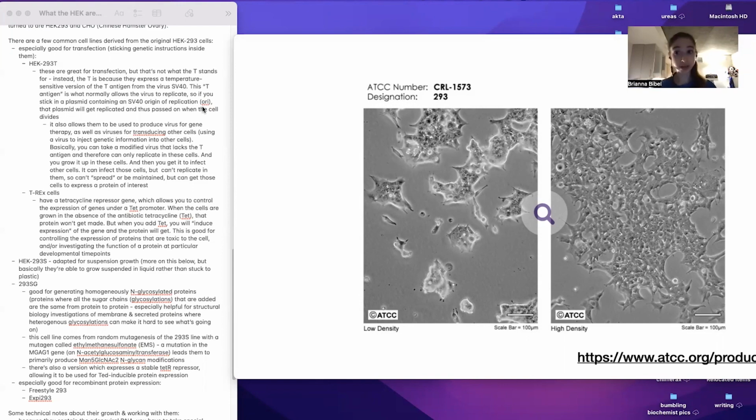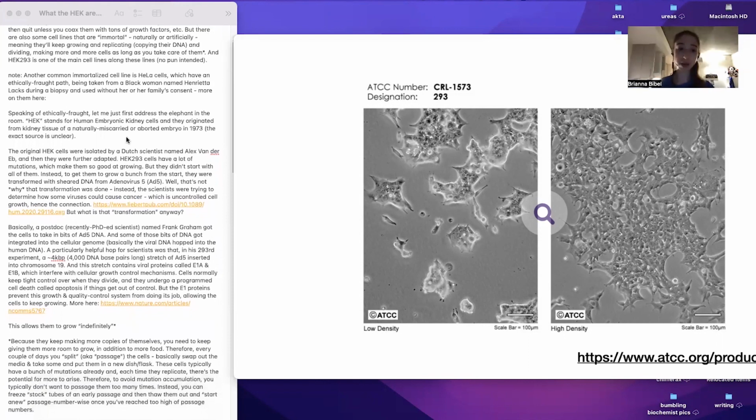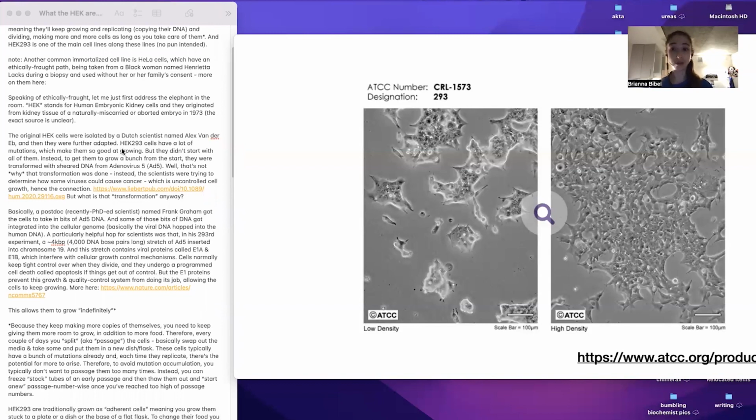So, what exactly are these cells? These cells were originally isolated in 1973 by a Dutch scientist named Alexander van der Eb, and then they've been further adapted. He isolated these HEK cells from kidney tissue of an embryo. The exact origin is not quite clear, whether it was aborted or spontaneously miscarried, and I'm not going to get into any of that, so don't go there. But anyway, this is one of the main cell lines we typically use, these HEK 293 cells.